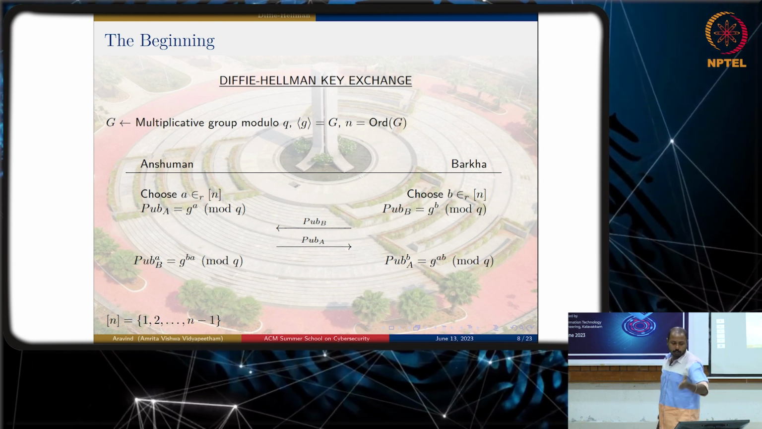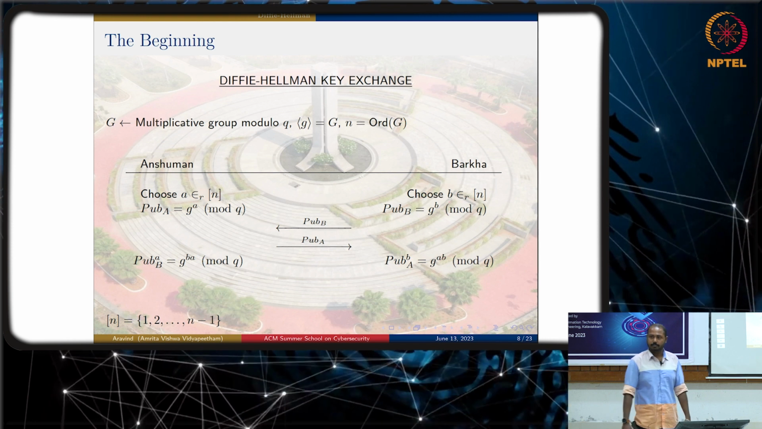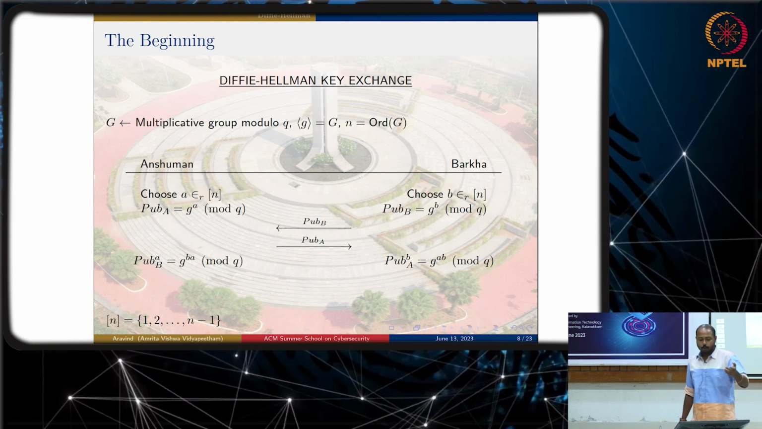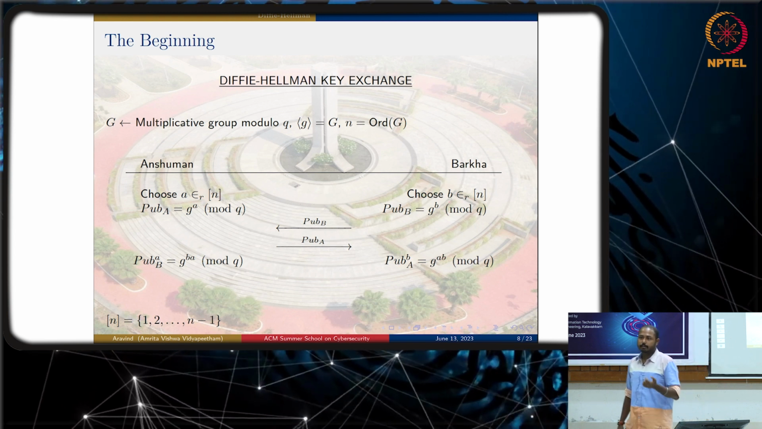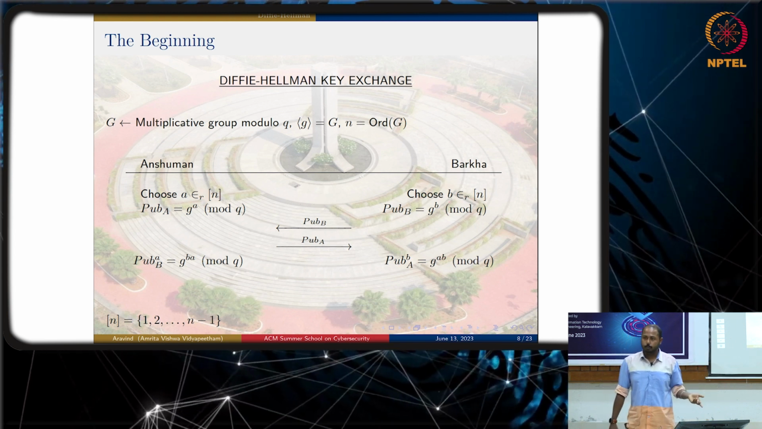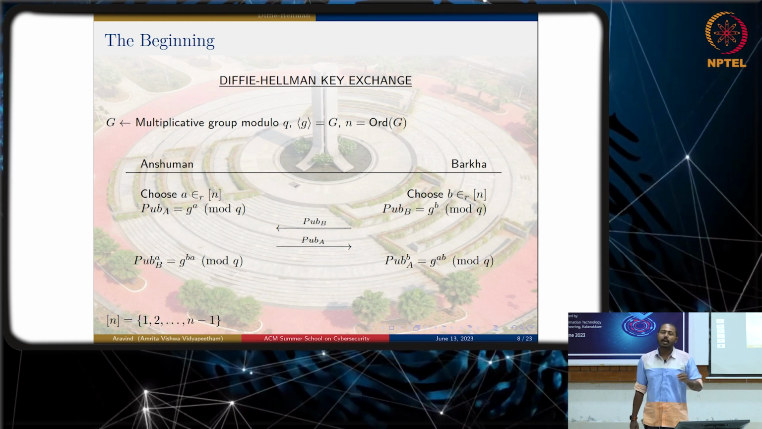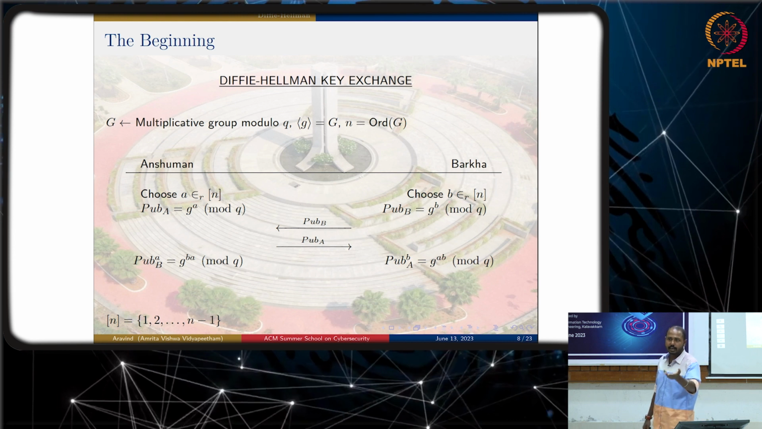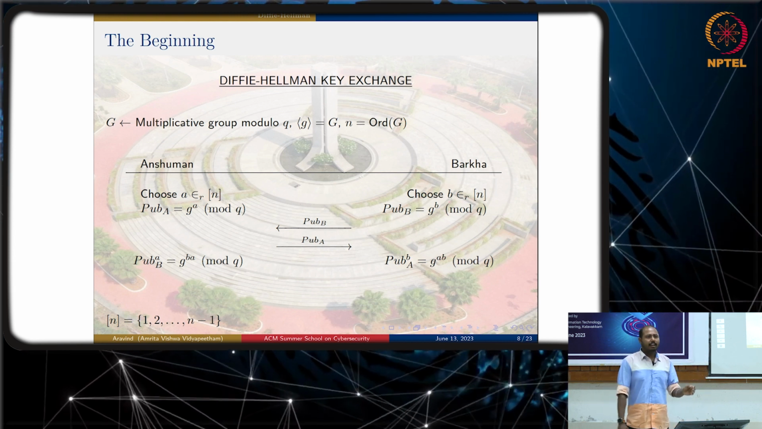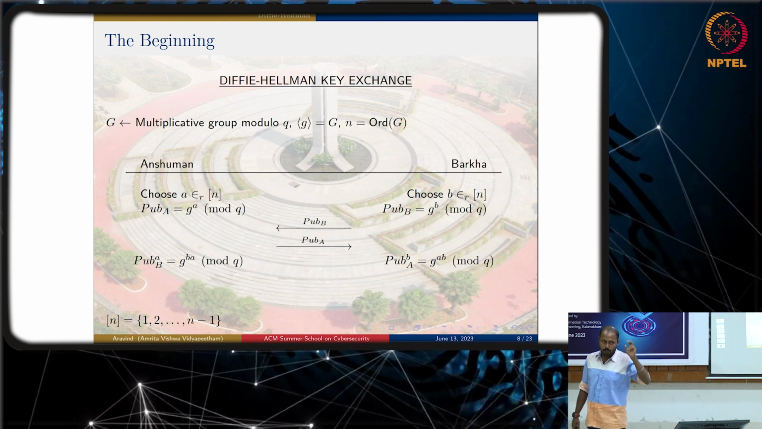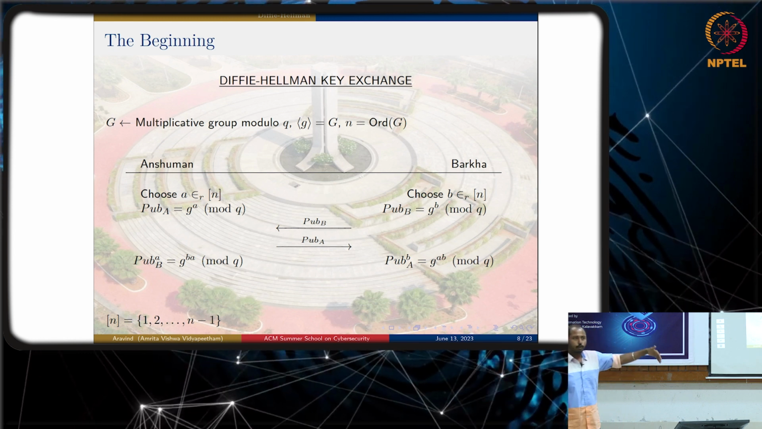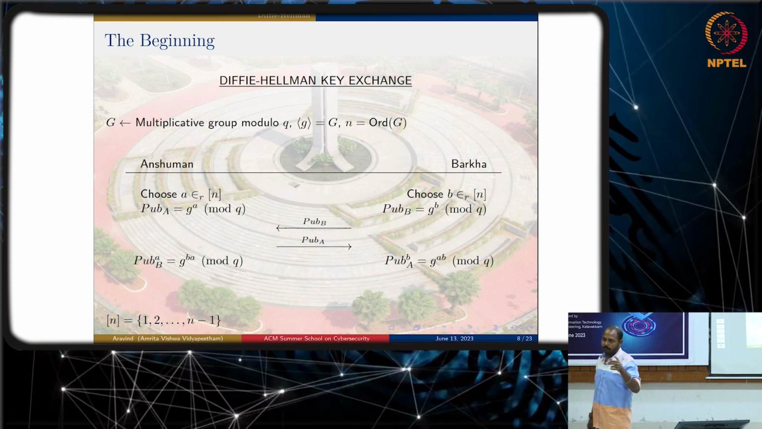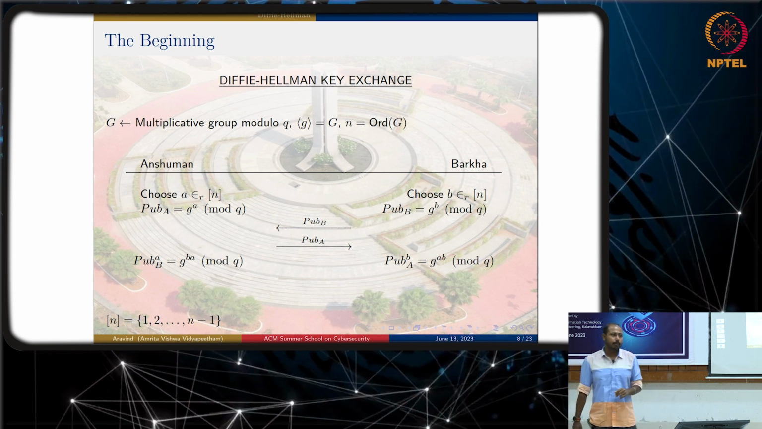Suppose Anshuman is choosing a number a, and he'll be taking g power a mod q, where we are doing this in a multiplicative cyclic group modulo a prime q. I am not specifically focusing on Zq star, which you might have seen yesterday. It can be any cyclic subgroup of Zq star, because we don't believe in going for the full group. Why? We'll see why. Just have a note of this, why we are not going for the full group. We'll come back to it.